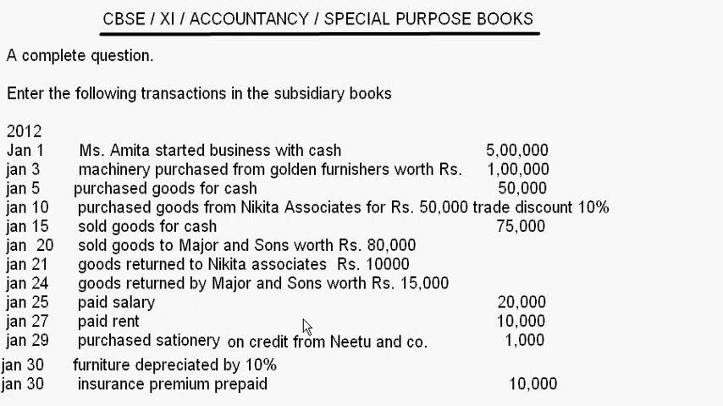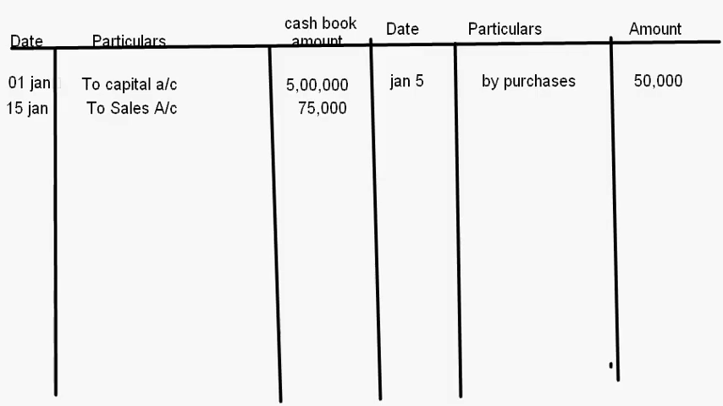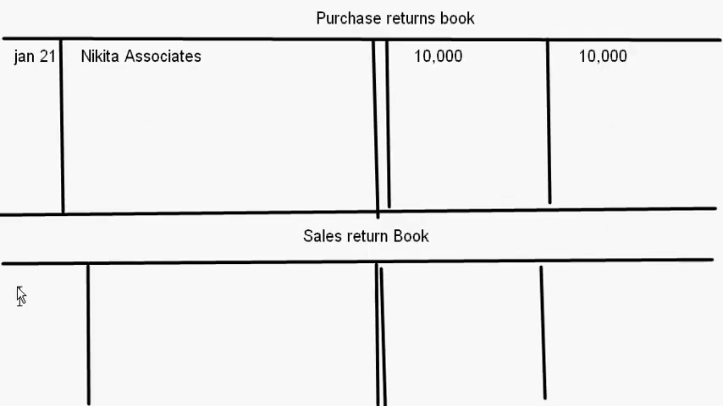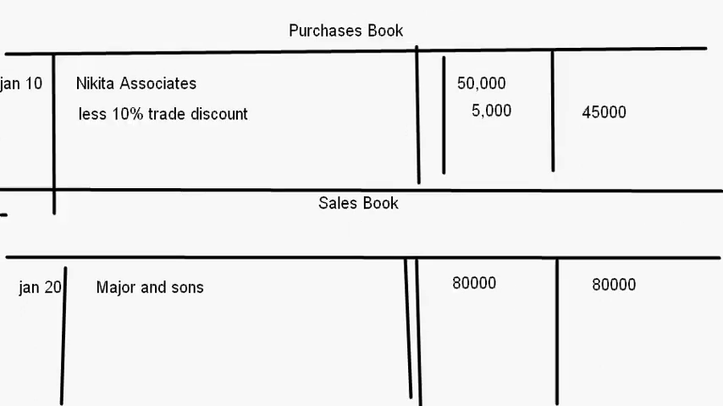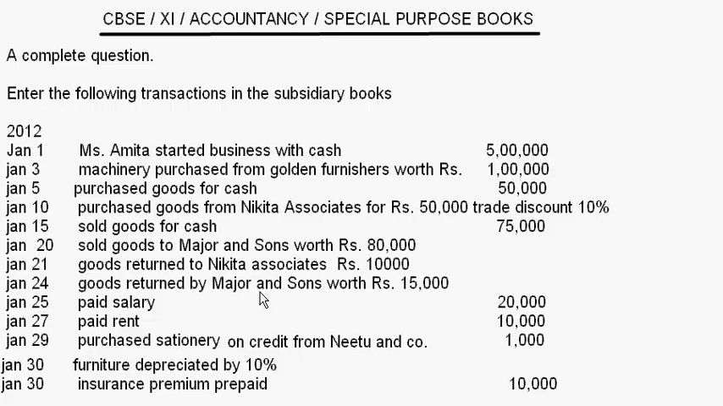Then, goods returned by Major and Sons worth rupees 15,000, January 24th. Sales return, January 24th. Here I'll have Major and Sons return goods worth 15,000 rupees.